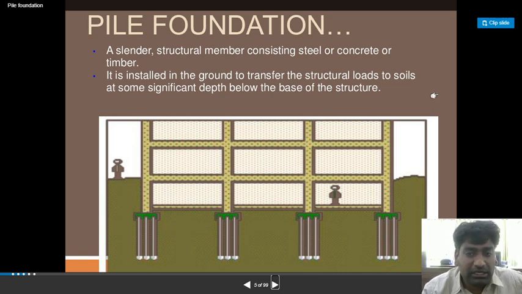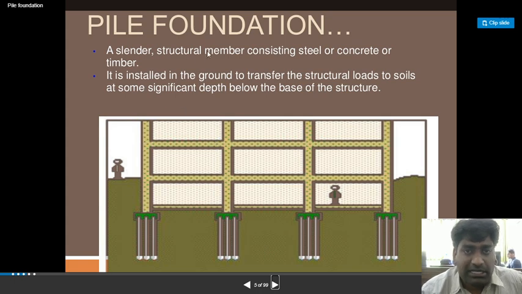This is the way a pile foundation is given. Three piles in a group are given for supporting one column of a building. You can see this is a 3-bay building having 9 panels. So this building is being supported in this way. A group of three piles is supporting one column of a building. This is the actual way to give a pile foundation in a building or any structure.